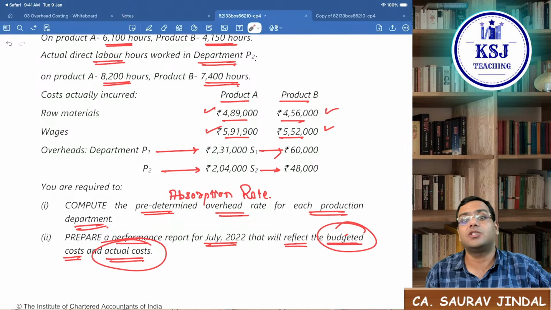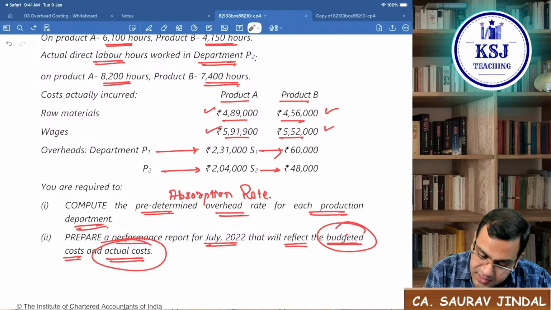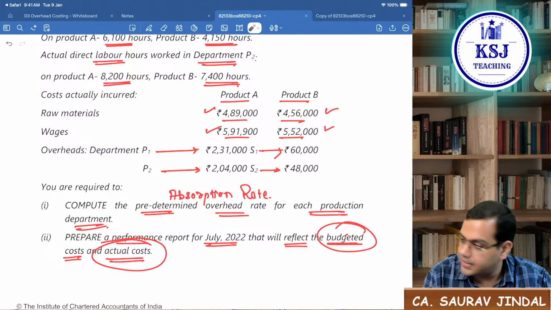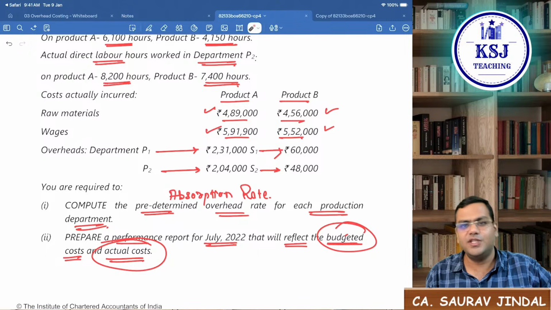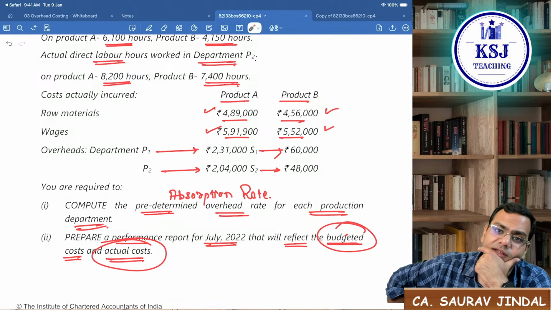Now, what about the actuals? If you see the actuals, P1 is given. The cost for P1 is given. Cost for P2 is given to you, isn't it? Cost for S1 is given, cost for S2 is given. So which overheads will you take? Actuals. Which overheads now will you take?